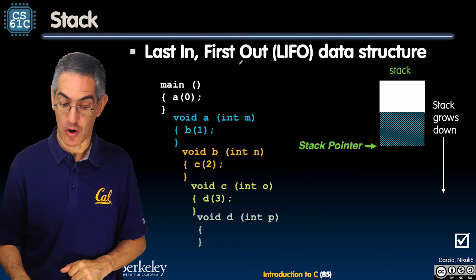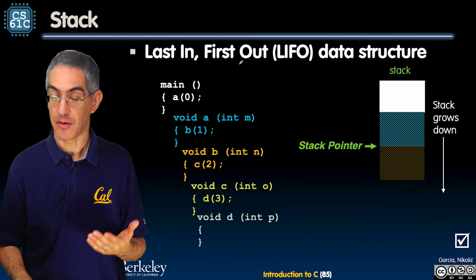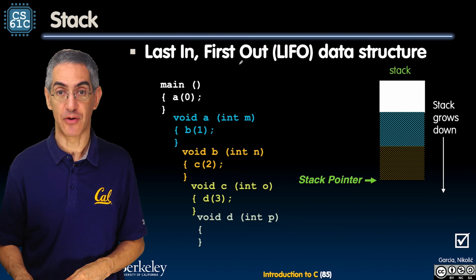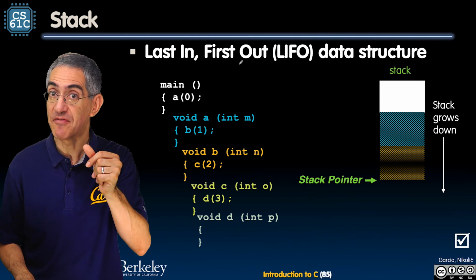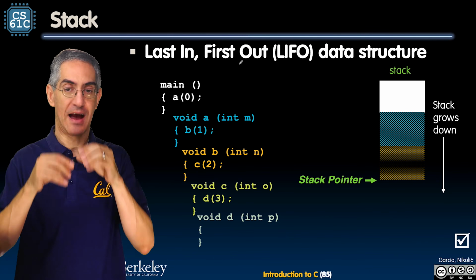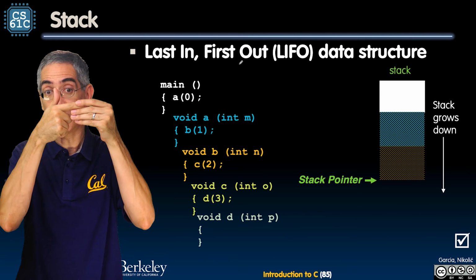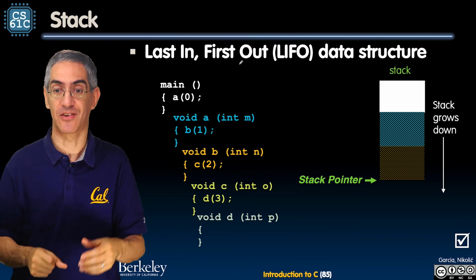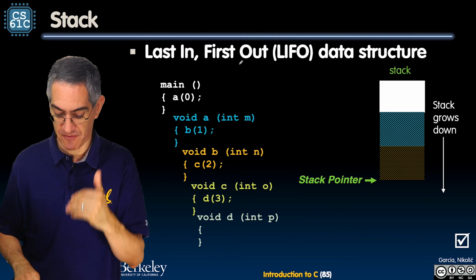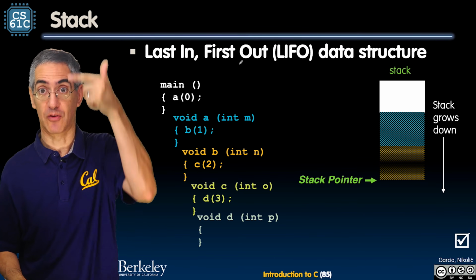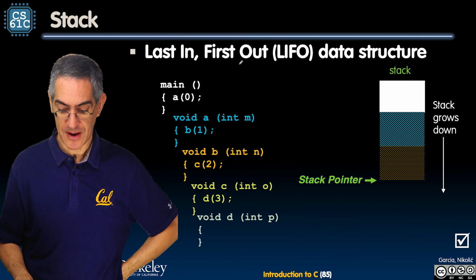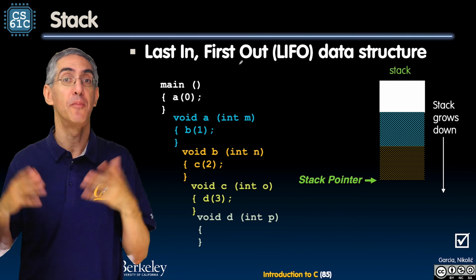Well, now A is going to call B. So I better grow the stack, move the stack pointer down, okay? By the way, that's really fast. To do this, I basically take a stack pointer internally. When we learn about assembly, you'll learn about this. I just move the stack pointer down. It's really fast to grow the stack. And to shrink the stack, just move the stack pointer up. Pretty easy, okay? All this is now the room for B's local variables.